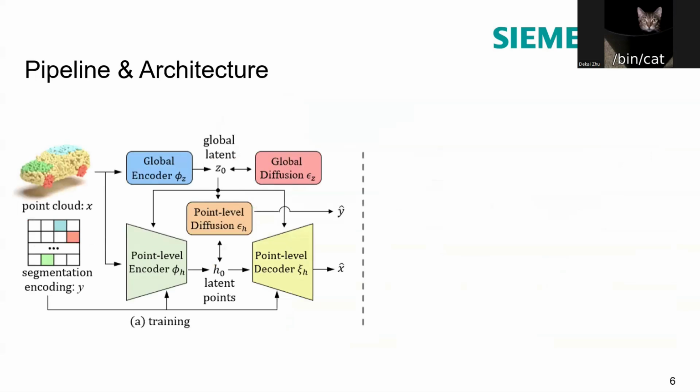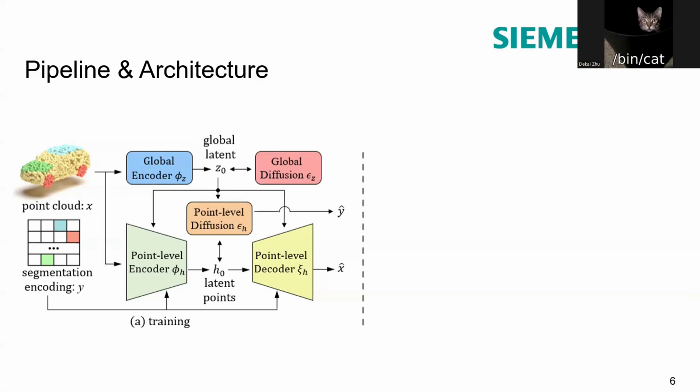Overall, SeaLion follows the general architecture of the LION model from NVIDIA. It transforms the original point cloud into global and local features and adopts a latent diffusion framework. Our main improvements in the architecture lie in two areas.